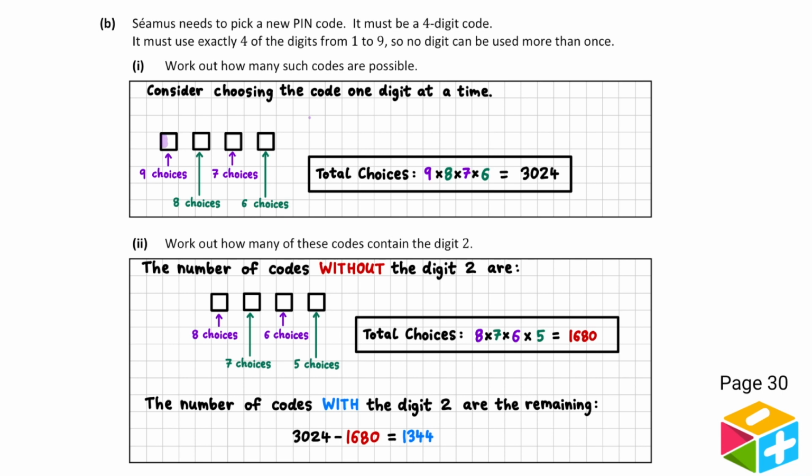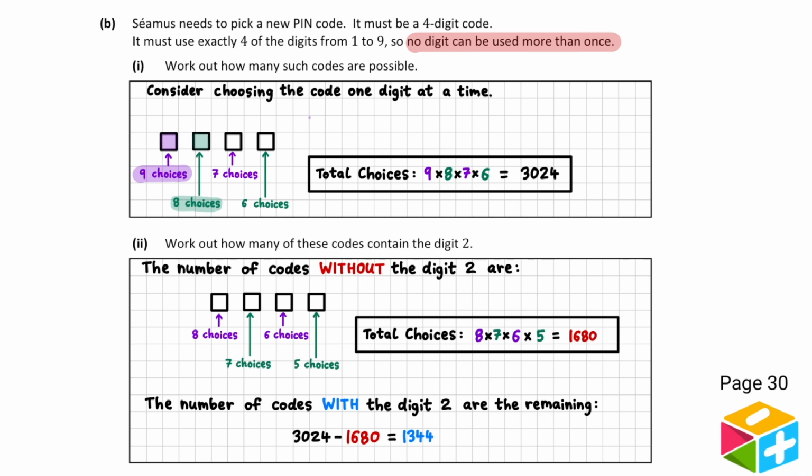Focusing on the first box, we have 9 choices for what we could write in, namely the digits from 1 to 9. When we consider filling in the second box, we're going to have 8 choices. This is due to the fact that no digit can be used more than once. Whatever number we put in the first box will be blacklisted and no longer available for use in the second box.